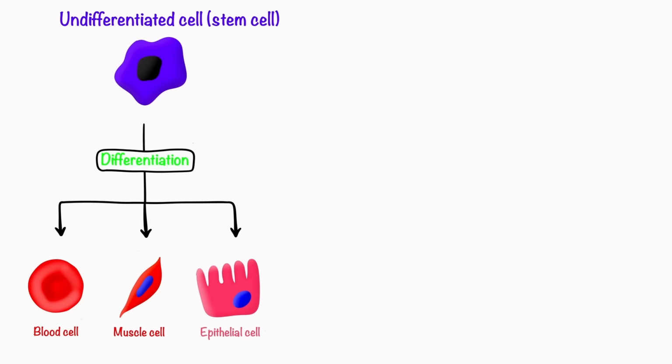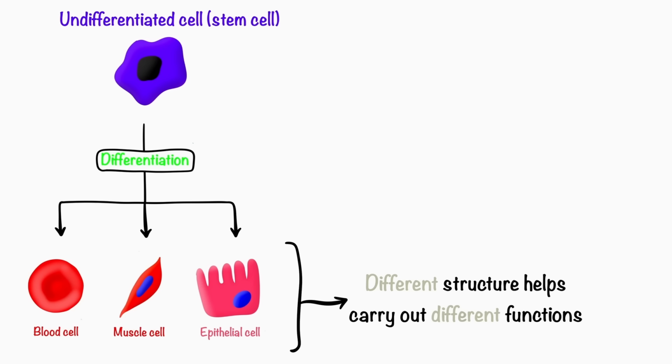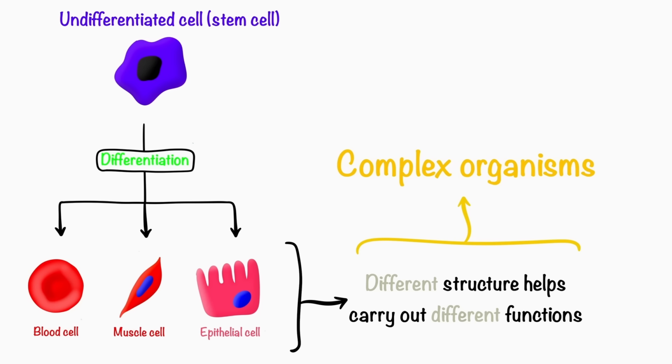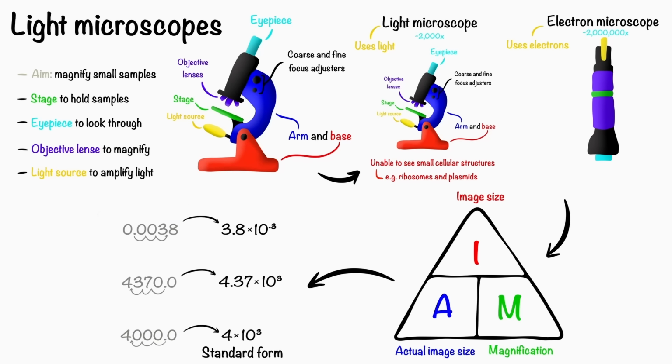Cell differentiation and specialization are fundamental to multicellular life. They allow different parts of an organism to perform different functions. This division of labor makes complex organisms like us possible. Our next episode takes a look at microscopes to understand how we came to know so much about cell structure.